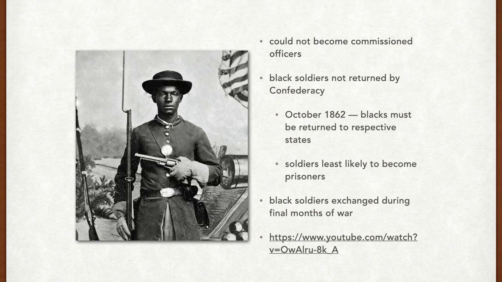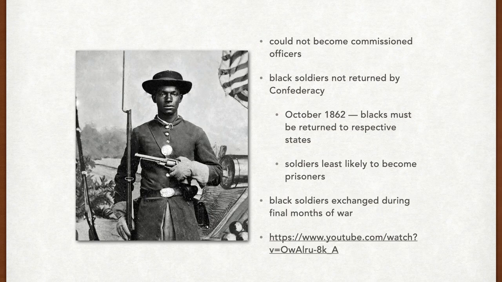Black soldiers would not earn higher ranks like lieutenant, captain, general, things like that, until after World War II, right? That's almost 100 years later. They still fought in these wars because they felt that it was the right thing to do. It would make black people look better if they fought well, right? And they would get the discipline and training they needed.